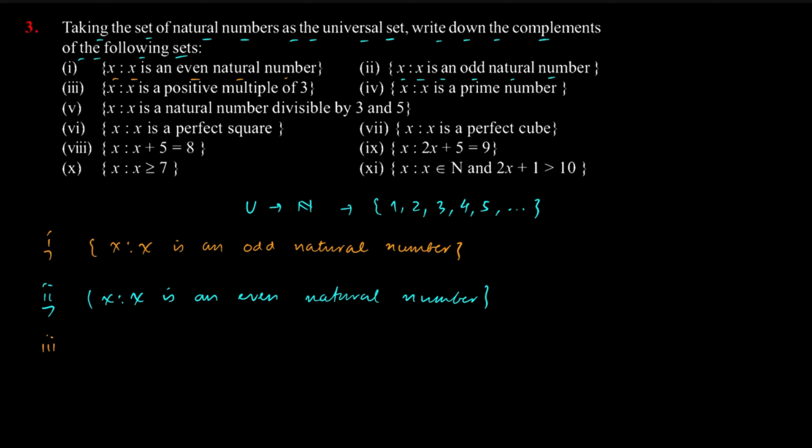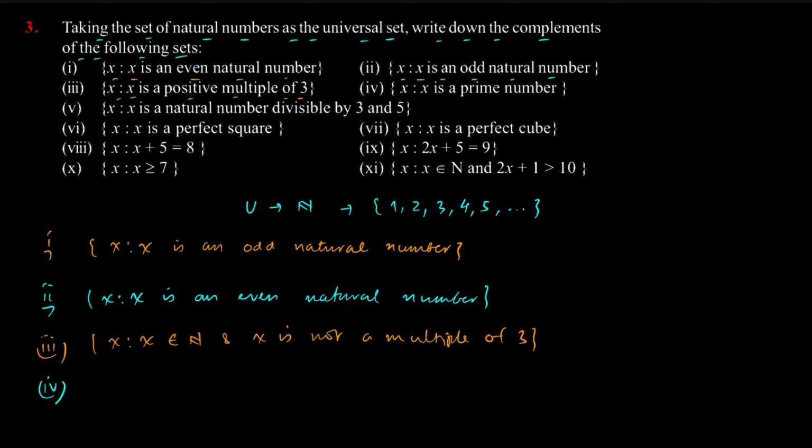Part number third. X such that x is a positive multiple of 3. Complement of this set will be all natural numbers which are not multiples of 3. So in this case, the complement will be x such that x is a member of natural numbers and x is not a multiple of 3.